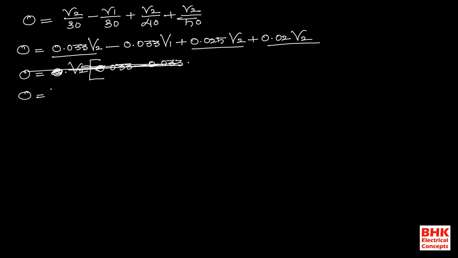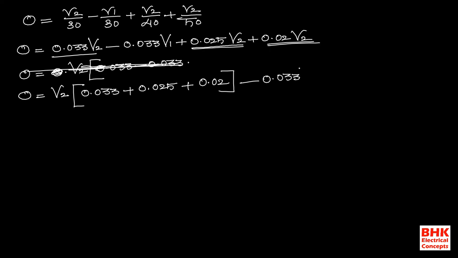So 0 is equal to V2 take common, so here 0.033 plus another V2 is there, that is 0.025 plus the last term, that is 0.02 minus 0.033 V1. Okay, now simplify this complete term, that is 0.033 plus 0.025 plus 0.02, it will give the value as 0.078 minus 0.033 V1. Okay, now this is the expression.